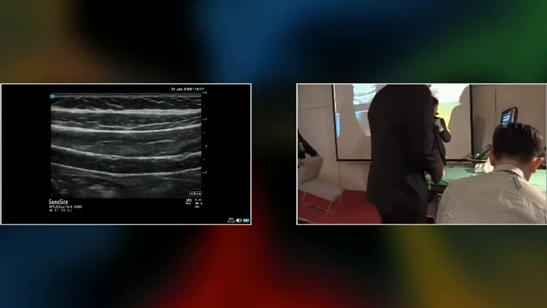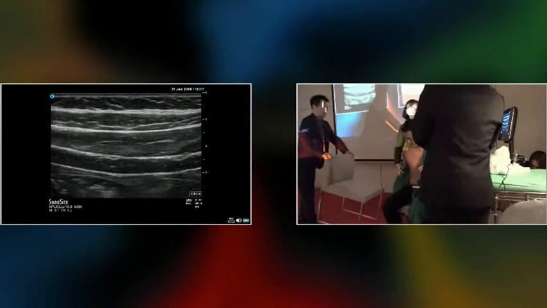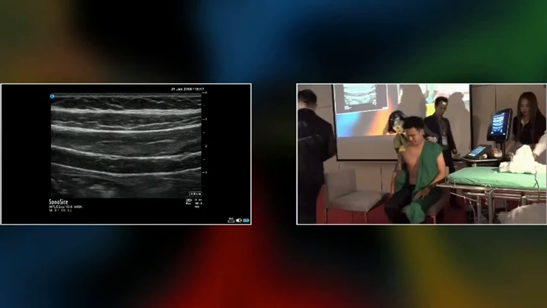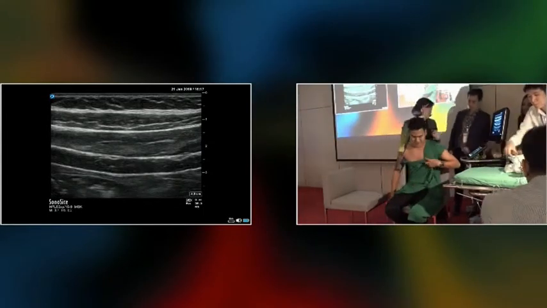Stand up. Okay. So there will be a quick scan because time is running out. Take off the sleeves. Okay. Cover like this. Okay.